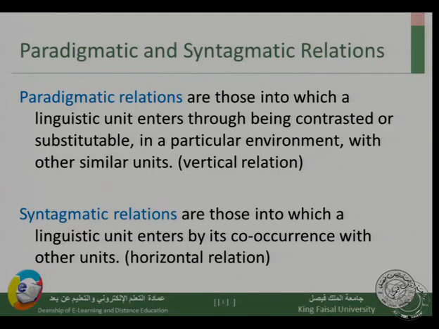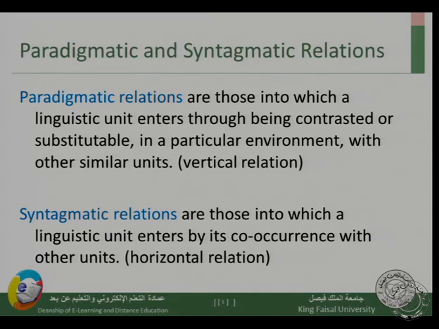Paradigmatic relations are those in which a linguistic unit, so it can be a word, a phrase, a clause, enters through being contrasted or substitutable in a particular environment with other similar units. So we imagine that this relationship is vertical. We imagine the relationship is like a vertical line in which we compare, for example, two different sentences, and then we compare the linguistic units, the words, for example, in these two different sentences. So this is a vertical relation.